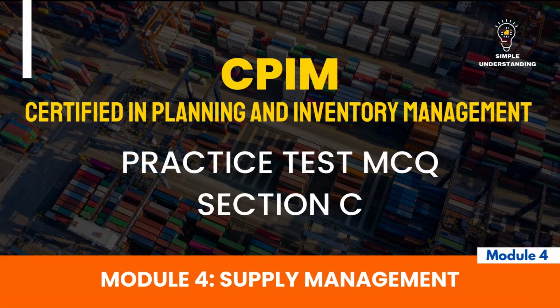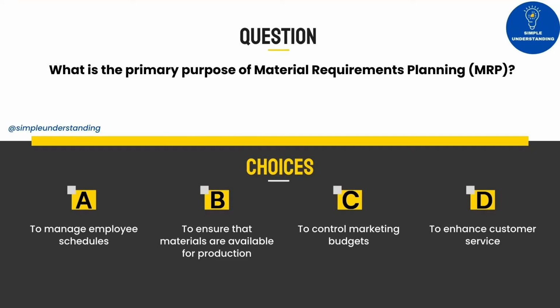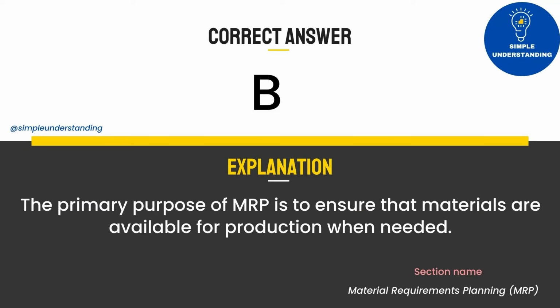Section C Practice Test. 1. What is the primary purpose of Material Requirements Planning, MRP? A. To manage employee schedules. B. To ensure that materials are available for production. C. To control marketing budgets. D. To enhance customer service. Correct answer: B. Overall explanation. The primary purpose of MRP is to ensure that materials are available for production when needed.